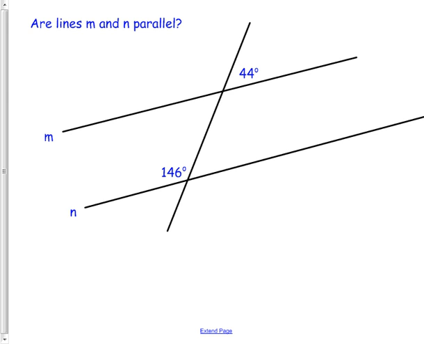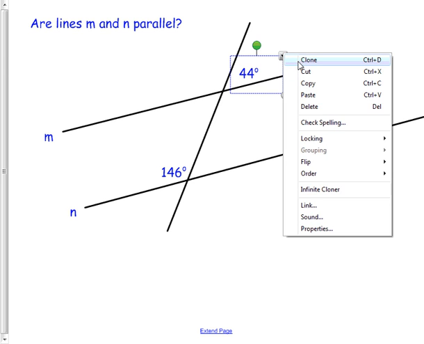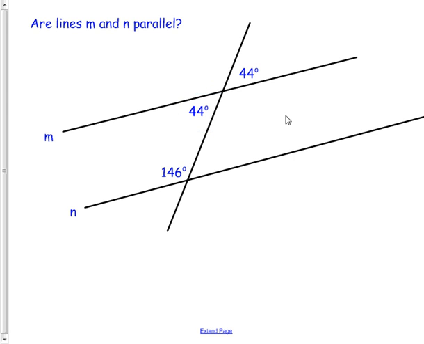Here's another example. It asks, are lines M and N parallel? The 146 and the 44 are not any special types of angles. But what we could do is use corresponding angles or vertical angles. If this is 44, then I know that this is also 44 down here, because these are vertical angles. That is true for sure. The other thing I need to prove is that if M and N are parallel, then 44 and 146 must be supplementary.